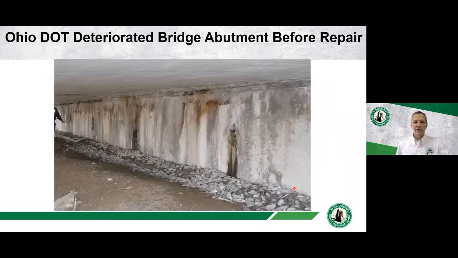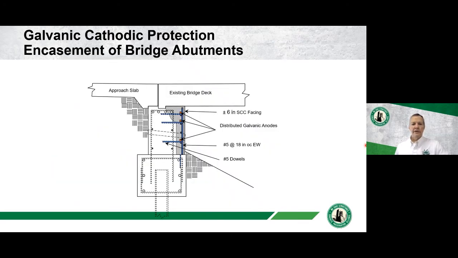I'm going to just show you two examples here, one of which is an Ohio DOT project with a severely deteriorated concrete abutment. The DOT came up with a design where they removed the deteriorated concrete and they overbuilt the face of the abutment with 6 inches of self-consolidating concrete. Within that section, you've got distributed galvanic anodes and a new layer of reinforcing steel.